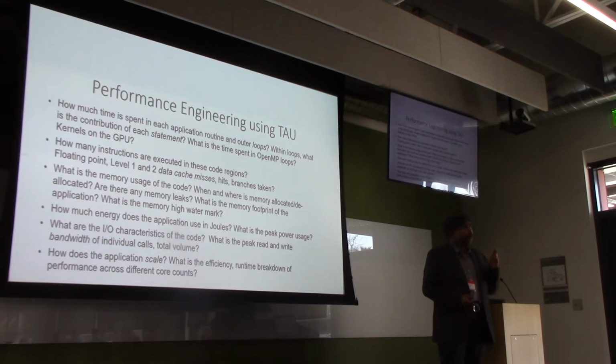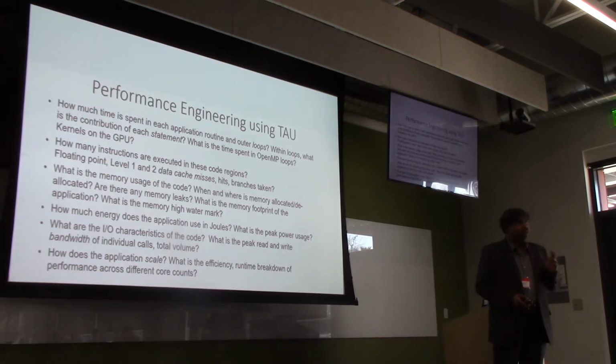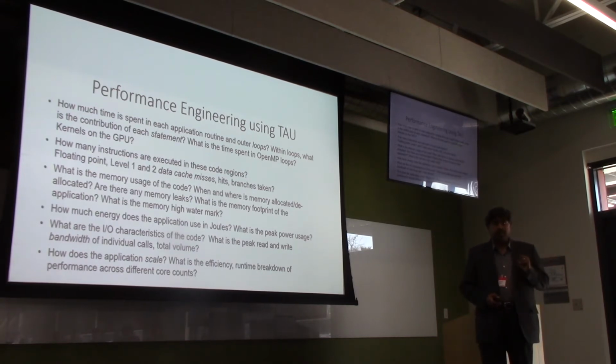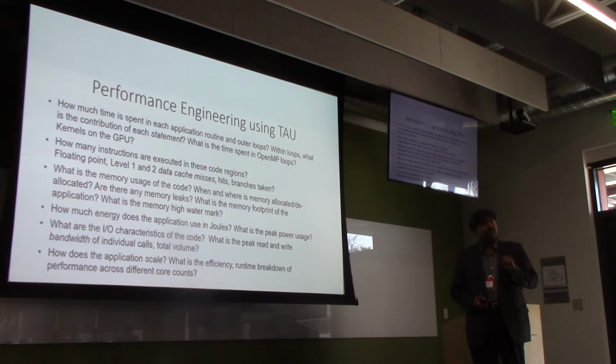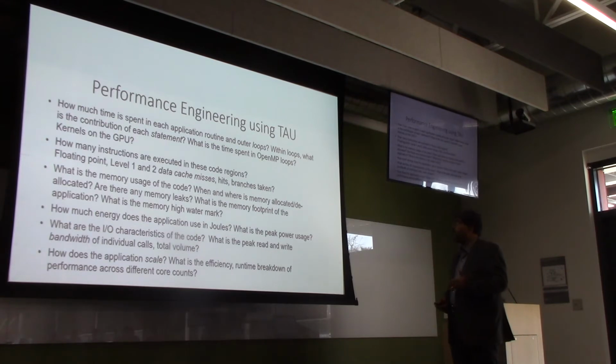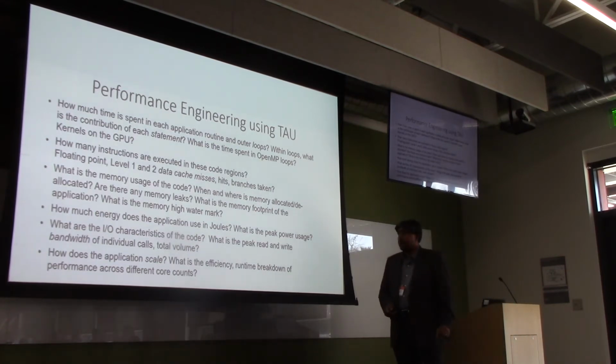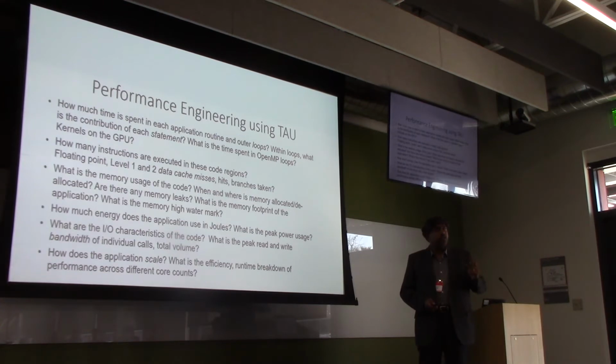So you're wondering, what can TAU show me? Well, TAU can show you how much time was spent in which code region, at the level of routines, at the level of files, at the level of loops. And also we can drill down to individual statements using event-based sampling. So what is the time spent in OpenMP loops, the execution of time on the kernels that execute on the GPU or on the FPGA? We can intercept the runtime system calls like OpenCL and see exactly how much time was being spent on the FPGA or on the GPU.